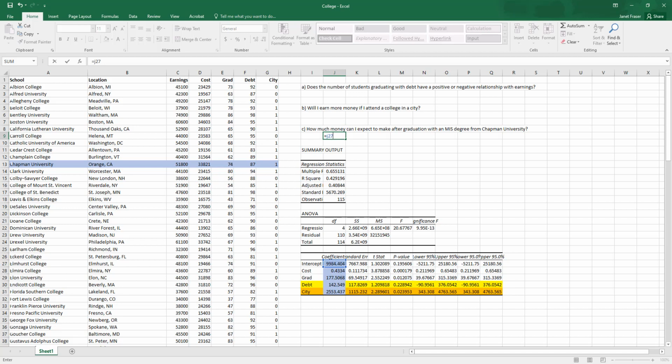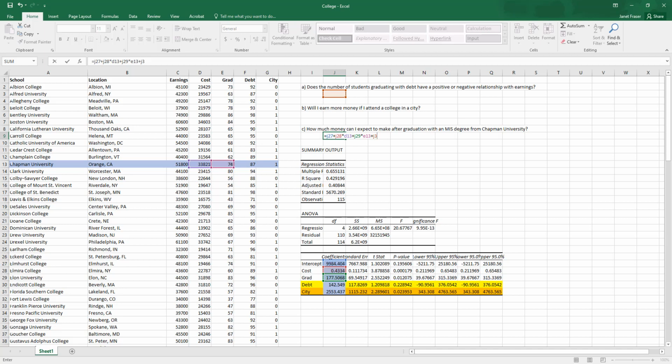J27 is my intercept. I don't multiply my intercept by anything. And to that, I will add J28 multiplied by D13. So here I'm multiplying my coefficient for cost by the tuition cost that is given to me. And now we'll work our way down to the graduation rate. So that's J29, which is highlighted in green now. And that will be multiplied by E13, which is our graduation rate from Chapman University, 74%.